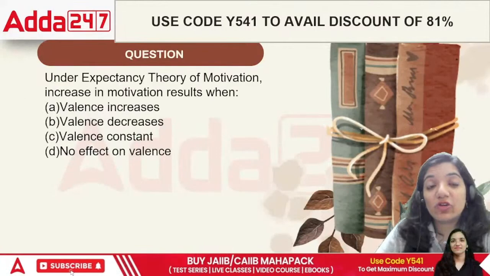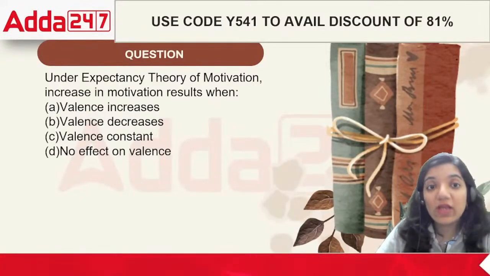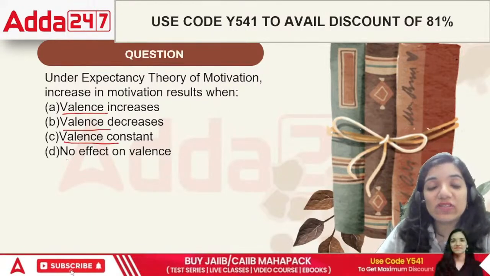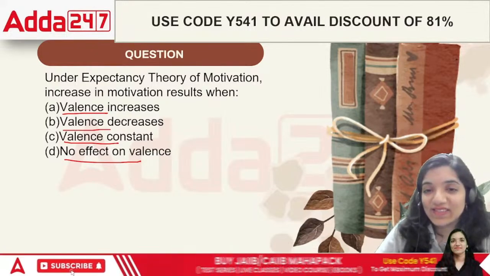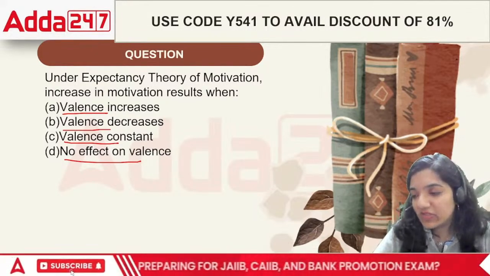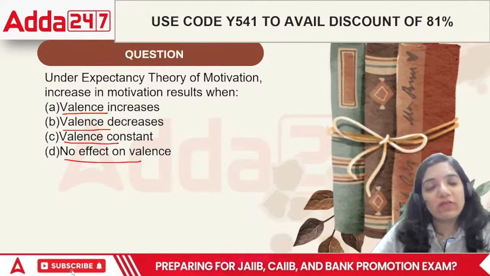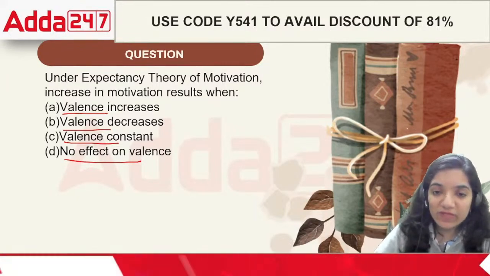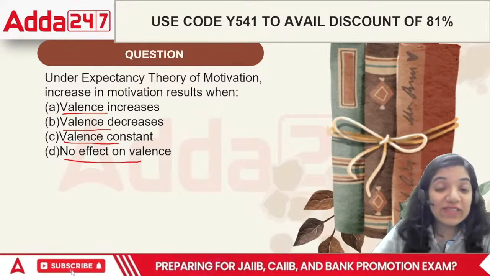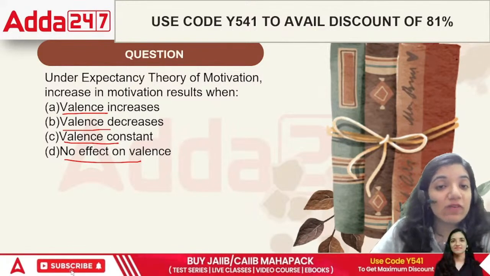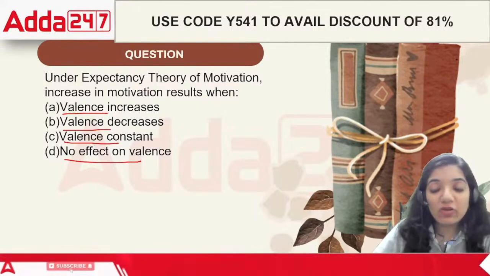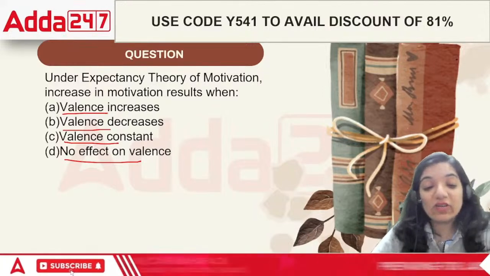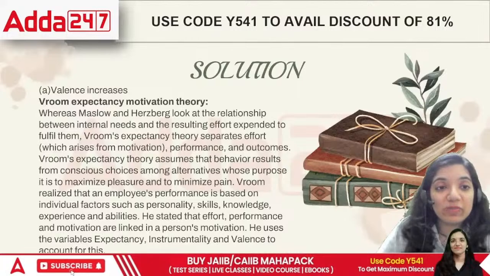Okay. Next question: under expectancy theory of motivation, an increase in motivation results in valence increases, valence falls, valence remains constant, or no effect on valence. In expectancy theory, first of all we put in efforts to get more rewards, right? There's an expectation, and from that expectation we want more rewards as well. That's the basic concept regarding this kind of motivation, because we won't go blindly, isn't it? You and I will not go blindly to gain something. We'll always look forward to what we are getting out of it. That's the basic concept. So the expectancy theory talks about the valence.